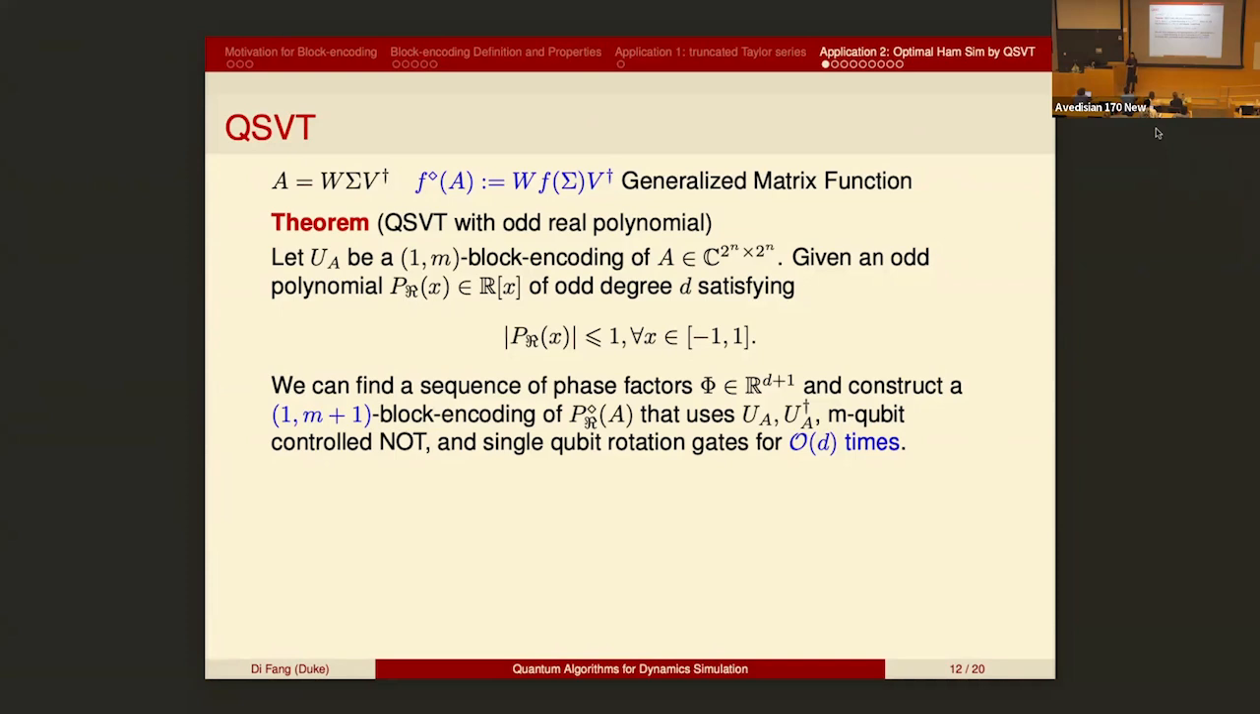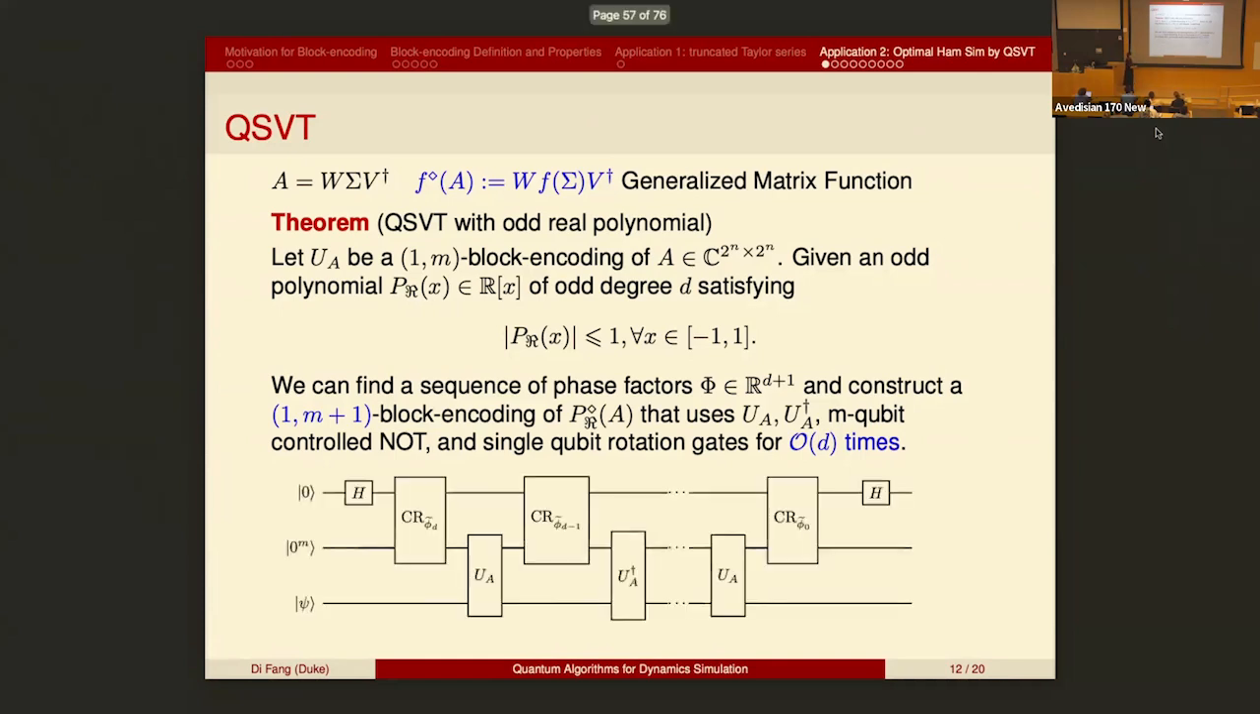This is what it is. QSVT is safe. And the cause of it is the degree of this polynomial. You may wonder how the circuit looks. The actual derivation takes a lot of mathematical obstacles and so on and so forth. I'm not going to show all of that, but just to say this is how the circuit looks like.